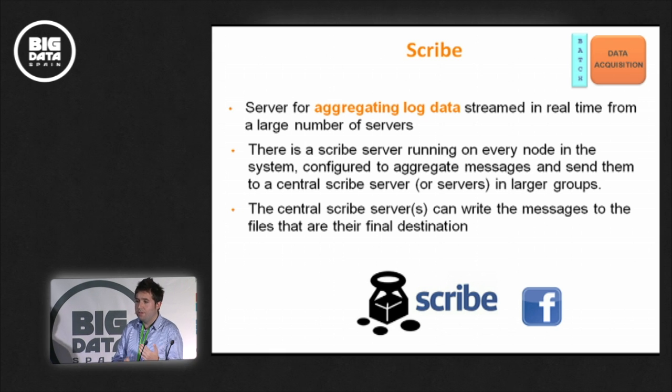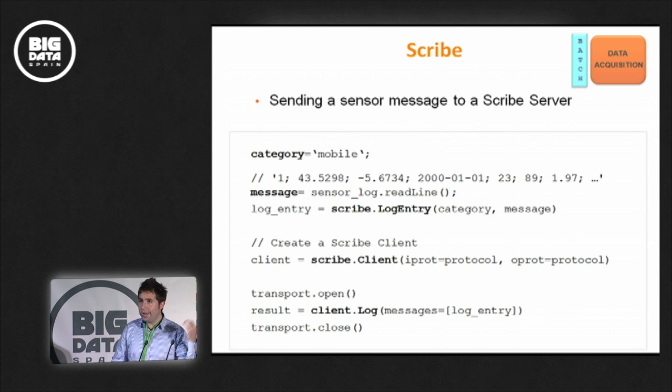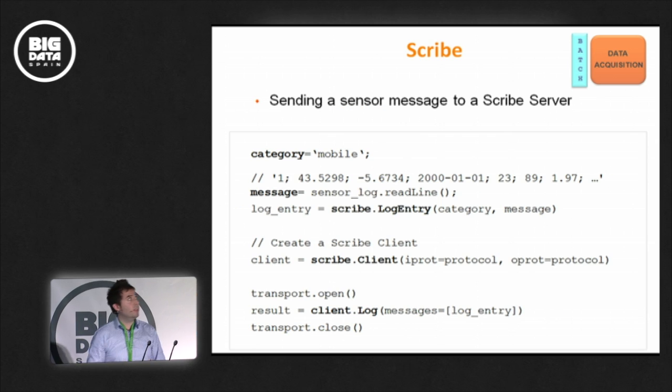As I said, it's quite similar from a high-level point of view to Flume. So we can use it in the same way we use Flume. In this case, we are using Scribe to get the information coming from the sensors. So we define the category of the message, that is mobile.